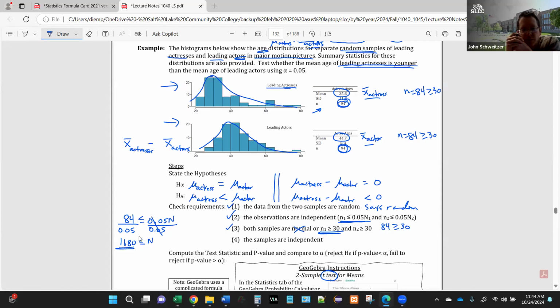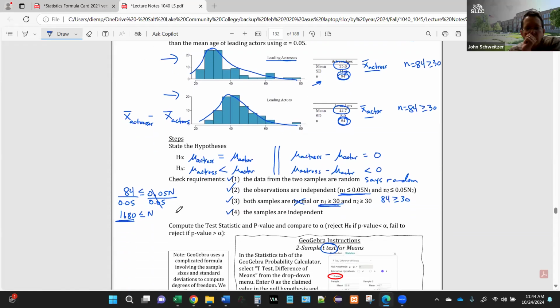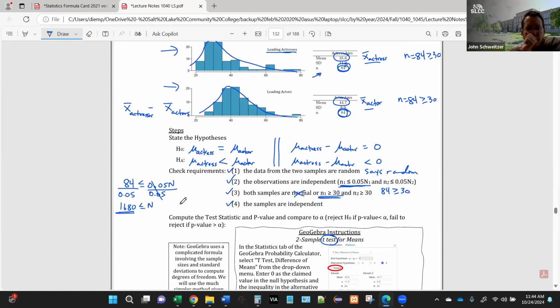Then, the samples are independent. I don't know, those two populations are non-overlapping as far as I know. So the samples are independent. There's no overlap that I'm aware of between those two populations. So we've got the conditions met, which means we can go forward with the analysis.